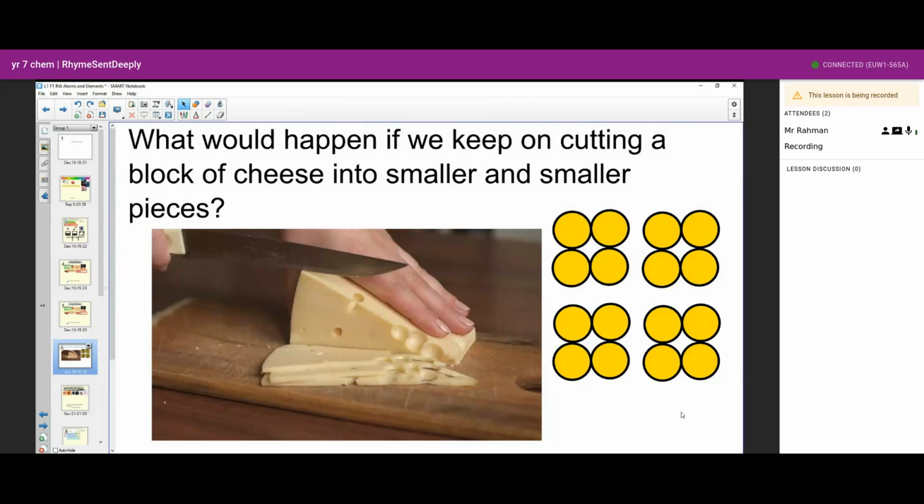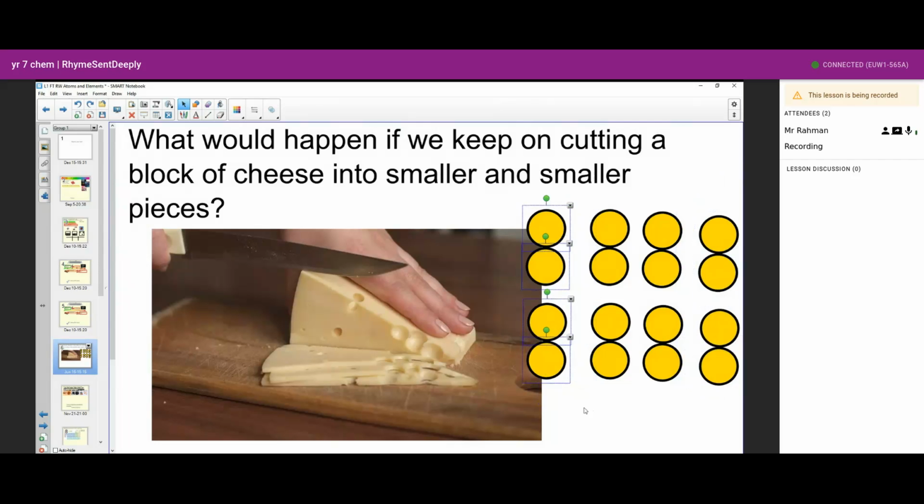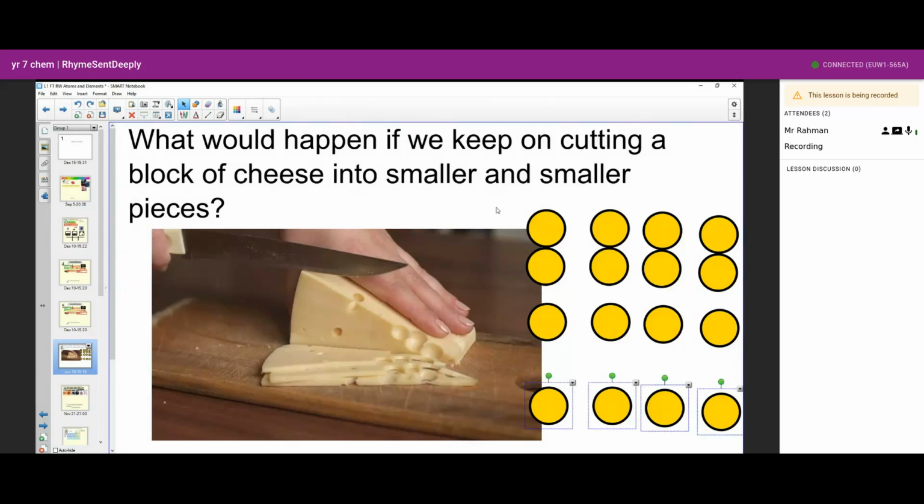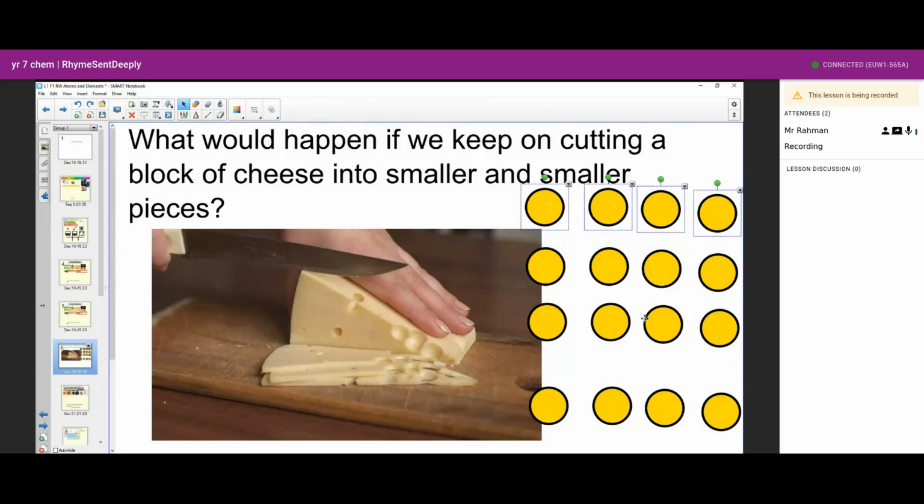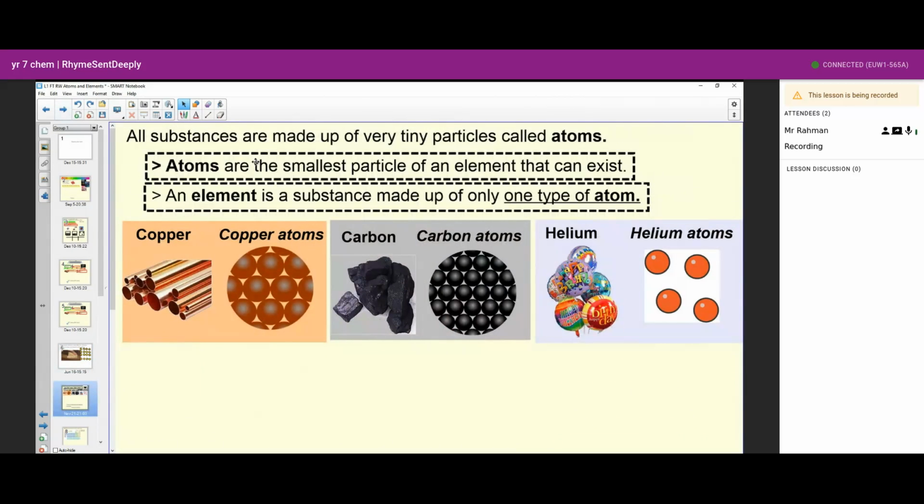If we were to carry on cutting the cheese to the smallest possible particle, eventually we would get to what is known as an atom. An atom is basically the smallest particle of an element that we can no longer divide or cut in half again. Atoms are the smallest particle of an element that can exist. Elements are substances, materials, for example, copper, gold, helium, etc.